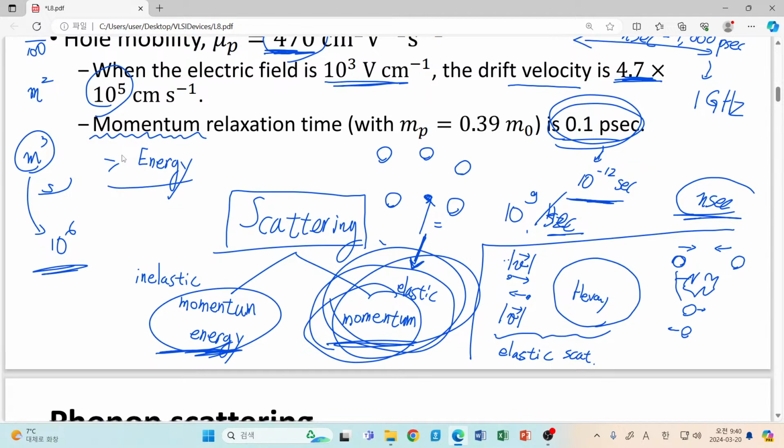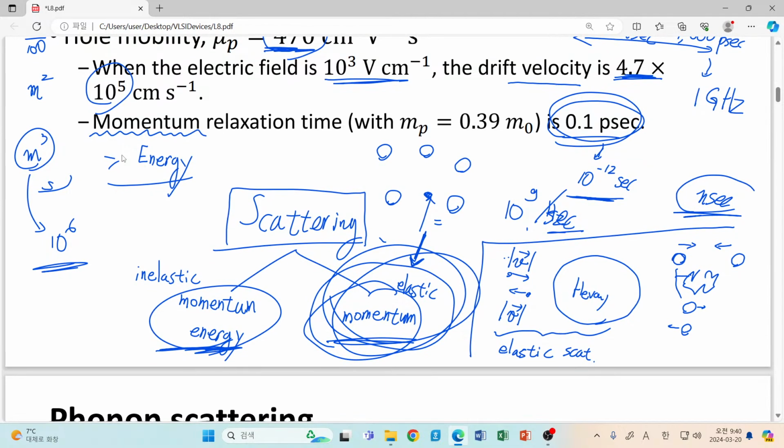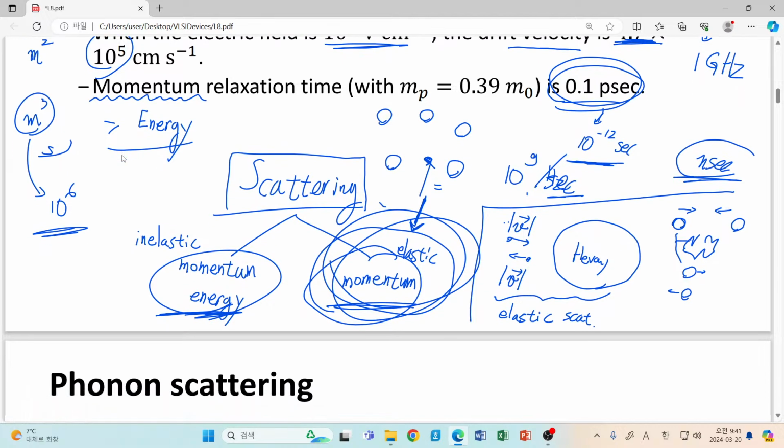Then what is the actual situation of our silicon? Unfortunately, my answer is that silicon, especially in the conduction band, is just 50-50. I mean, roughly speaking, half of your scattering is dominated by elastic scattering, and half of it is dominated by inelastic scattering. So now you can see that no one scattering mechanism is dominant, and they are just mixed.